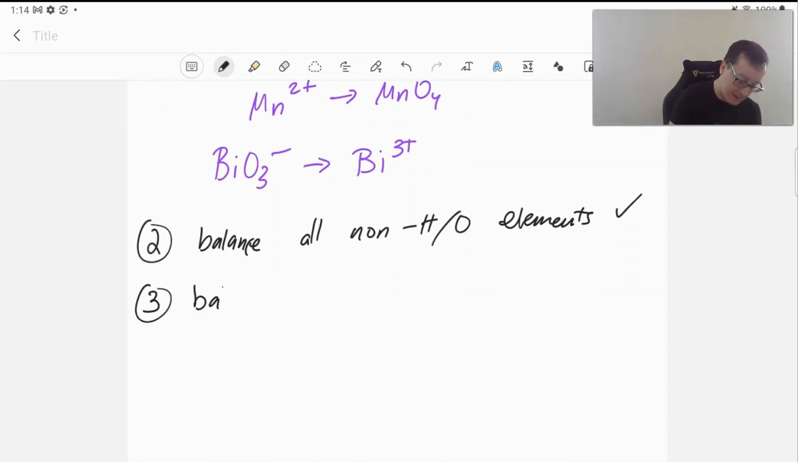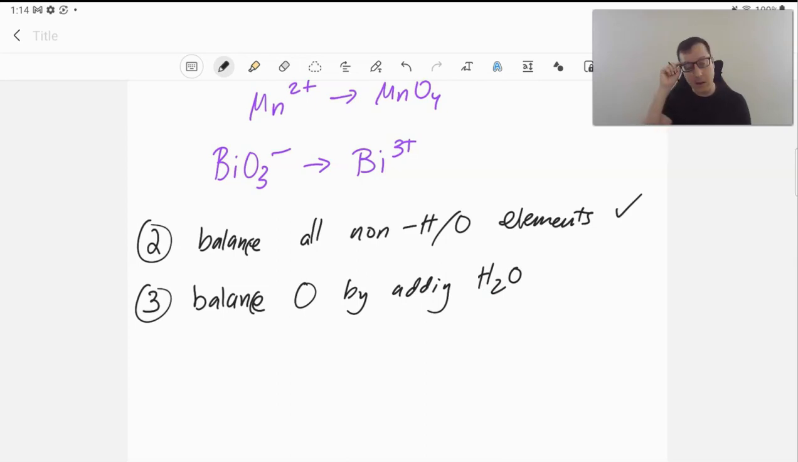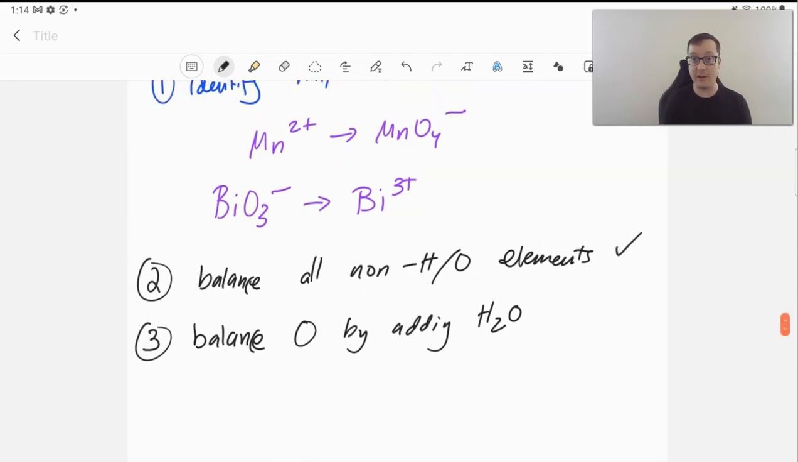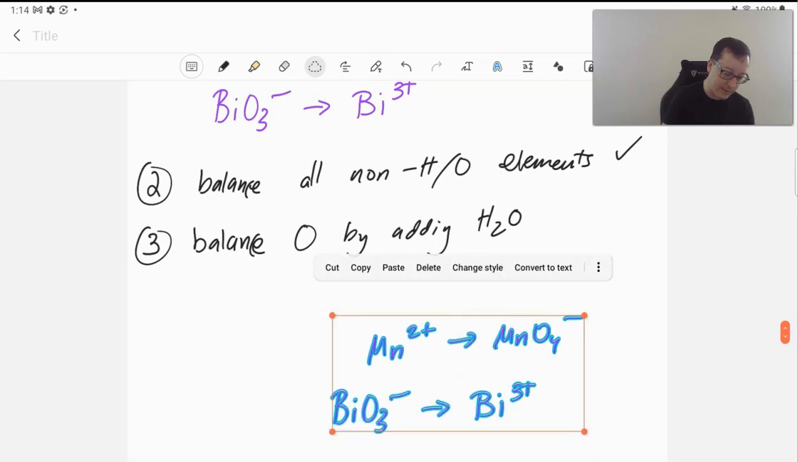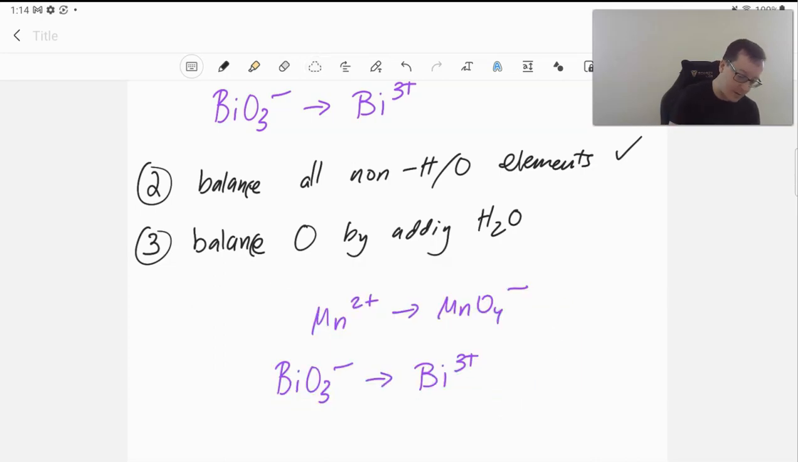Next, we want to balance oxygen by adding water. We're going to be adding waters to the side that doesn't have the oxygen or doesn't have enough oxygen. So for example, in our first equation there, we have oxygens on the right, no oxygens on the left, so we're going to add some waters. Since we have 4 oxygens on the right, none on the left, we're going to add 4 waters here. Adding 4 waters will bring our oxygen into balance.